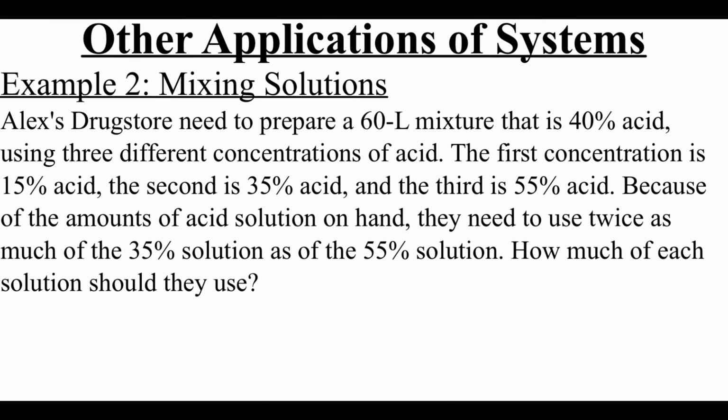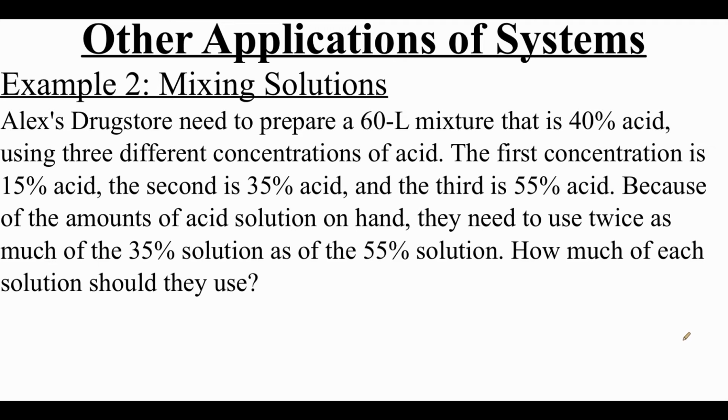Now in this example, we're going to be mixing some solutions. Alex's drugstore needs to prepare a 60-liter mixture that is 40% acid, and they have 3 different concentrations of acid on hand. The first concentration is 15% acid, the second concentration is 35% acid, and the third concentration is 55% acid. Because of what they have on hand, they need to use twice as much of the 35% solution as they do of the 55% solution.